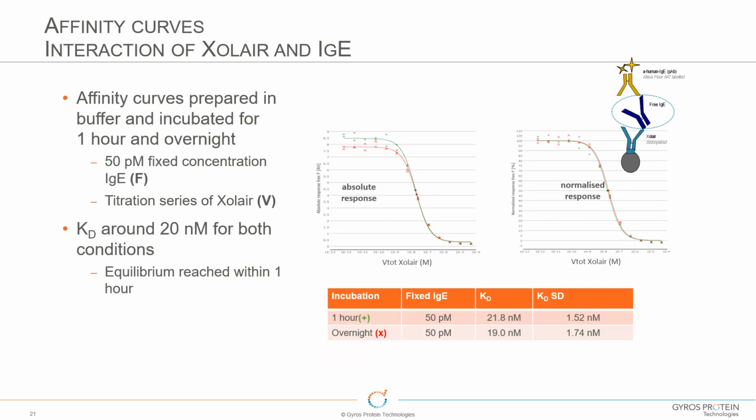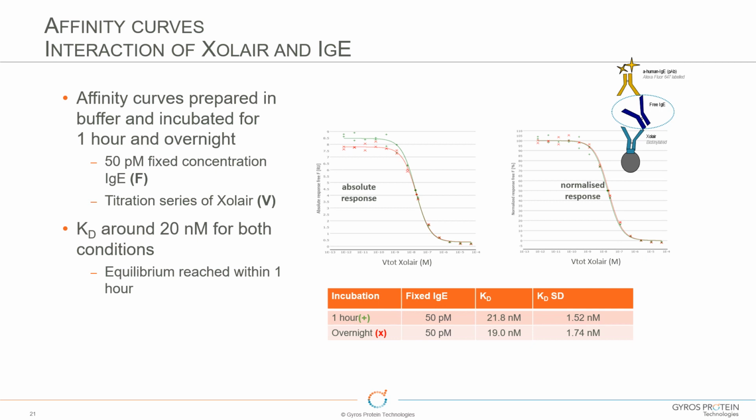So we generated affinity curves to really characterize the interaction of XOLAIR and IgE. And what we calculated was a KD of XOLAIR binding to IgE of around 20 nanomolar. So again, it shows low affinity. We did short incubation at 1 hour and overnight, and what we've shown is that quite a short incubation gives you a quick determination of the KD value, which in this case is good. Obviously, if it had higher affinity, we would definitely need to incubate for a lot longer. So for this system, it allows quite a short incubation.